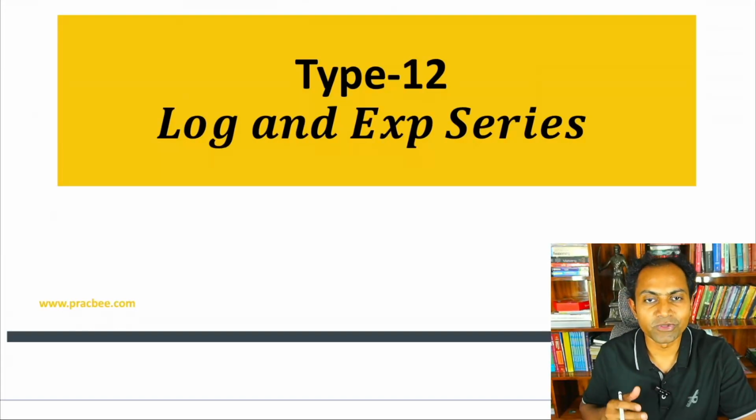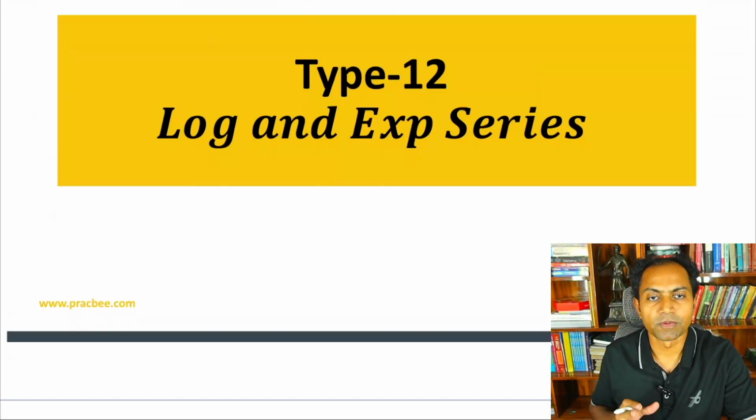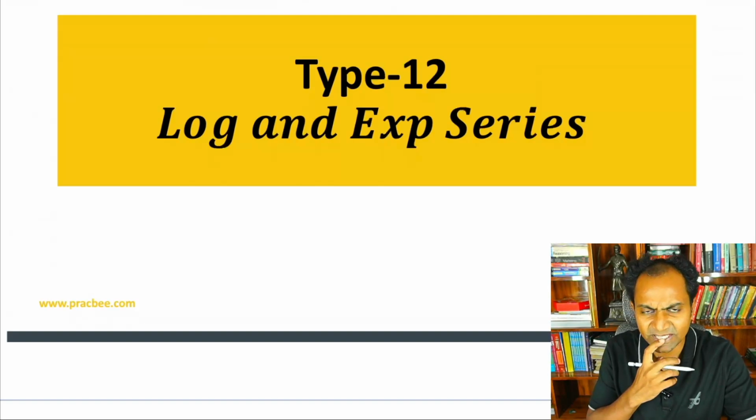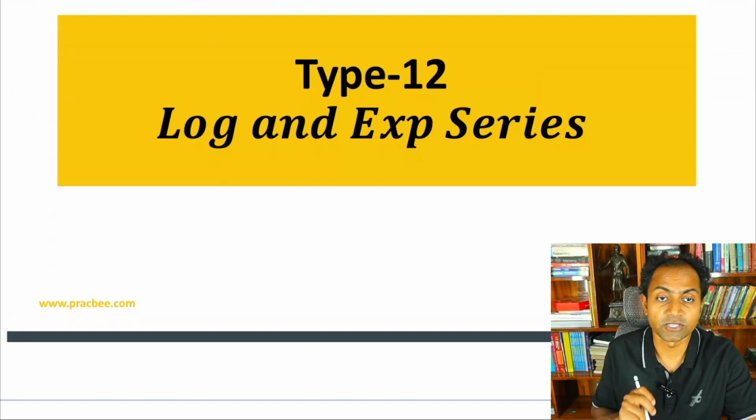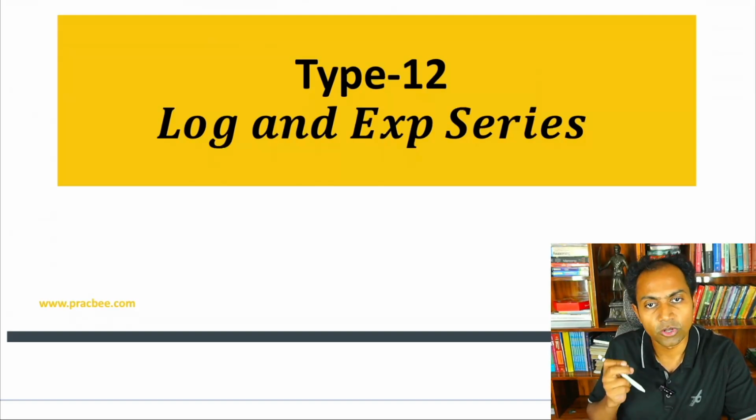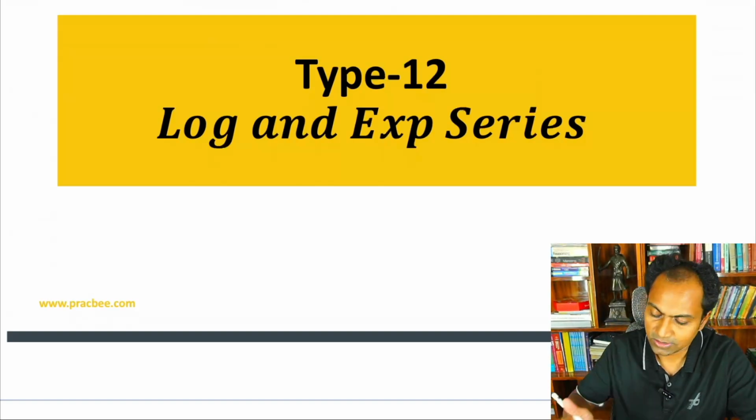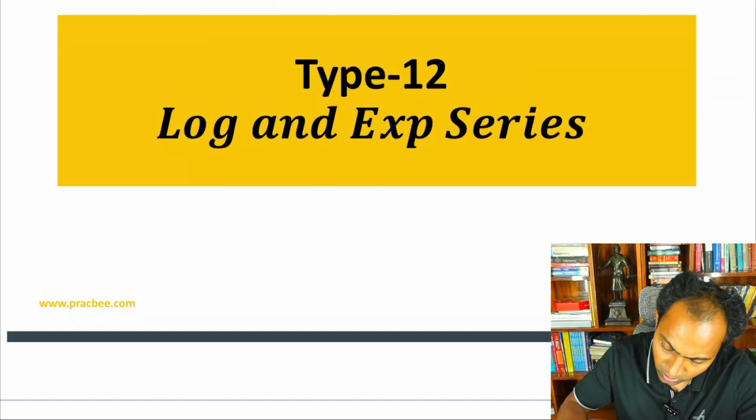Now let us look into this next problem type, that is type 12 problem based on logarithmic and exponential series. Now technically this is not in the syllabus, but the series are used in series expansion in limits, and these are also included in questions based on series. So first let me tell you what is a logarithmic series.